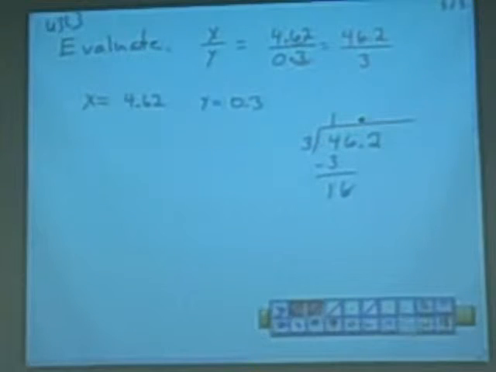So now 3 divides into 16, 5, right? So 5 times 3, that's 15. Bring the 1 down, bring the 2 down. So 3 divides into 12 four times, right? And we're done. Okay, so this is an exact answer here. We don't have to approximate it or round it off, and it doesn't ask us to do that. So we can stop here at 15.4.